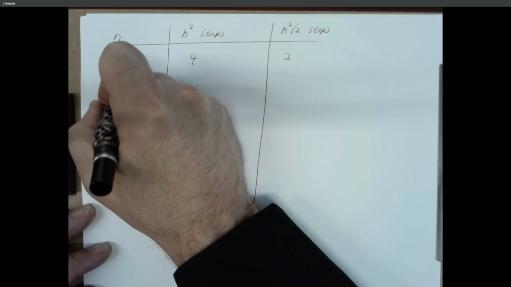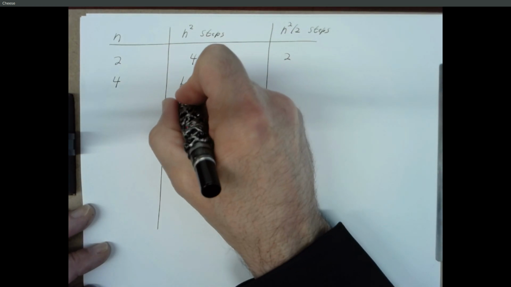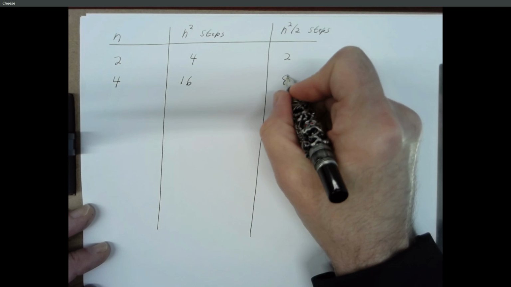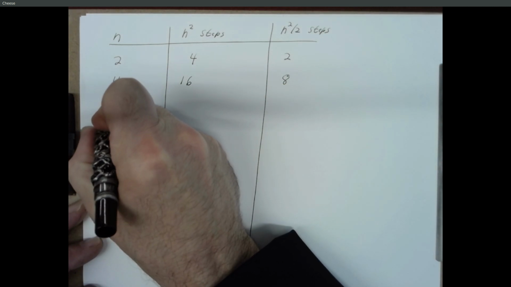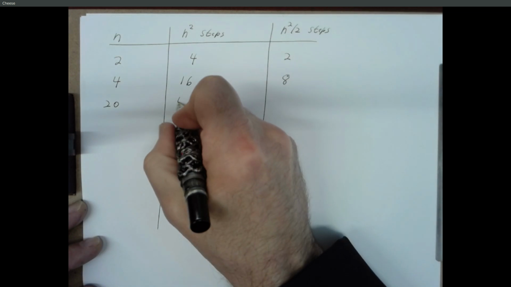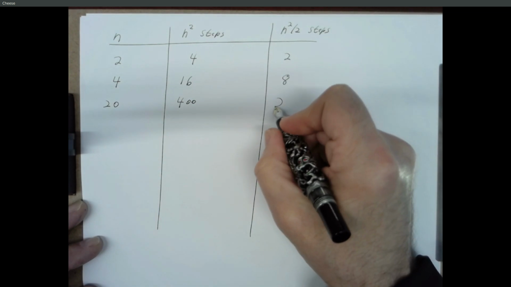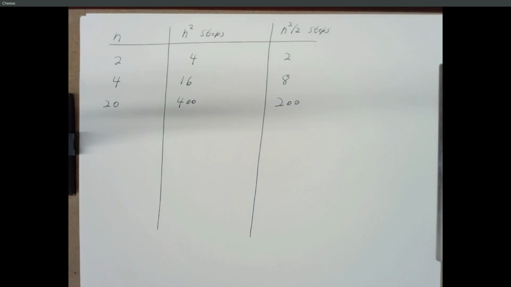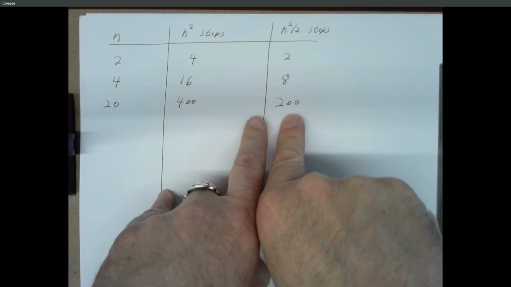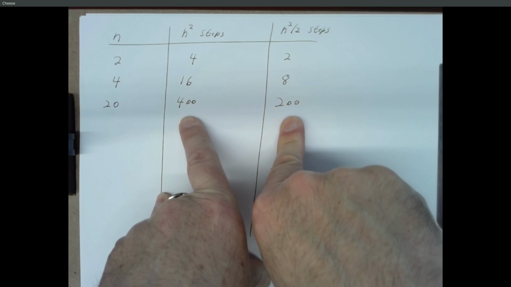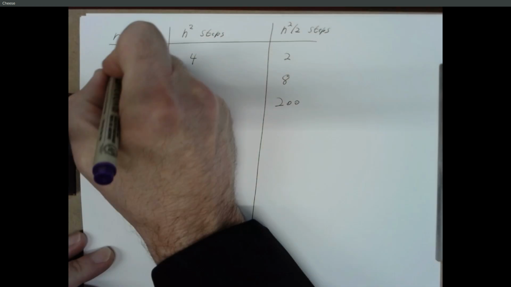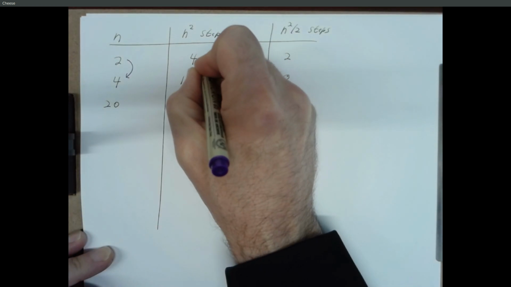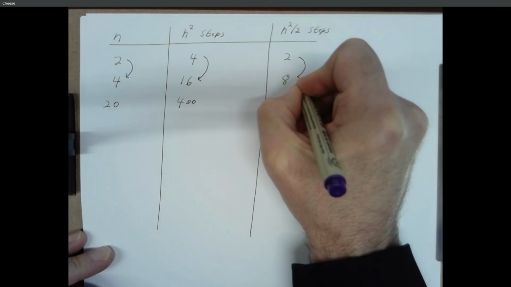If n is 4, basic bubble sort's going to take 16. Fancy bubble sort's going to take only 8. If n is 20, plain bubble sort's going to take 400, fancy bubble sort only 200. Clearly the fancy bubble sort is doing less work compared to the plain one, right? But that's not what we're trying to capture. What we're looking at is when we increase n, how does the number of steps increase?